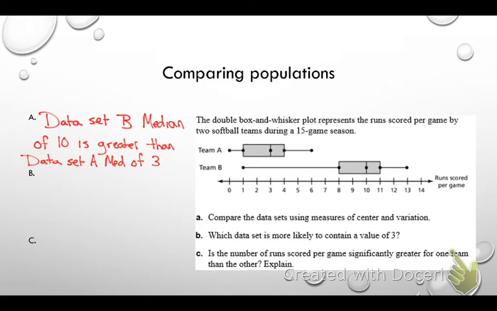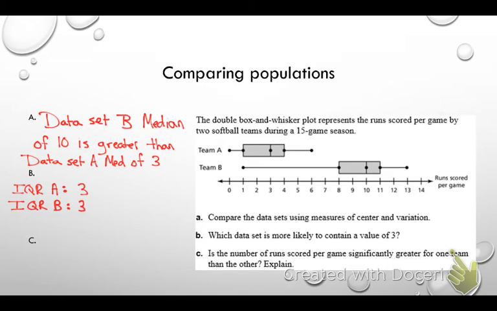All right, now, what about the IQR? The IQR for Team A is how much? 3. And for Team B, it's 3. Yeah, they're the same. Very good. All right, now I'm going to skip down to C because C directly relates to what we just did in A.